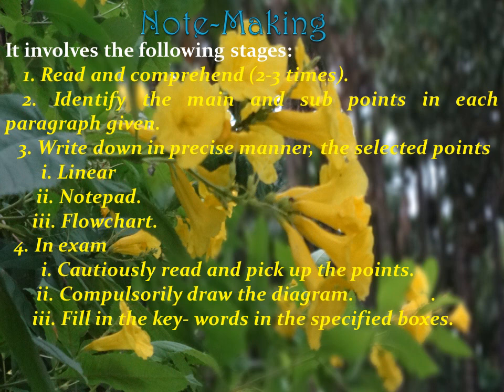That means drawing the flow chart, you will have 8 options, 8 points. Main points will be provided by the paper setter, and you will have to write the sub points, right. While you are writing the sub points, we expect that the entire flow chart should be drawn and the points should be mentioned. From there you will have to come down, you will have to further classify the sub points, right. So, cautiously read and pick up the points, compulsorily draw the diagram.